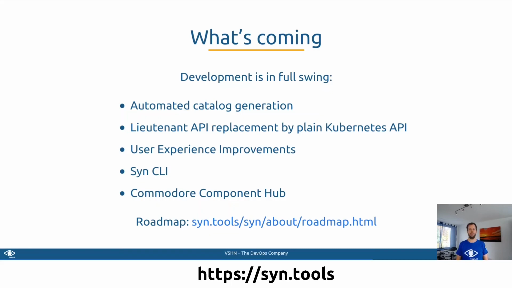Let's have a look at the roadmap we are up to right now. On one hand, at the moment you have to call Commodore by hand to compile a catalog. We want to automate that so that compilation happens in the background and automatically. Also, we are thinking of getting rid of the Lieutenant API and replacing it with direct access to the Kubernetes API to make things a bit easier in the land of Project Syn.